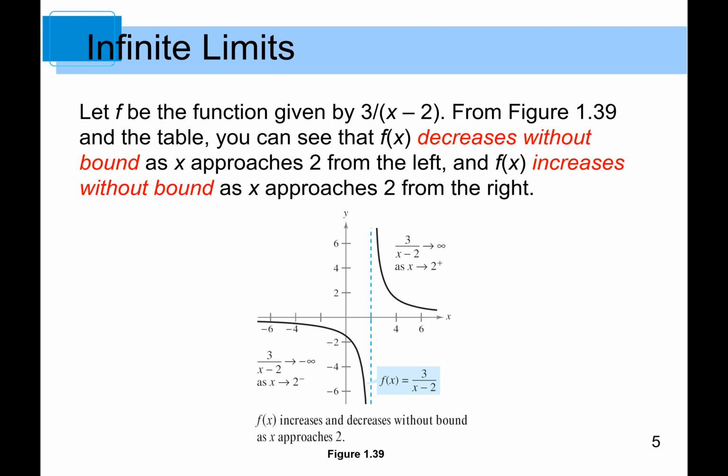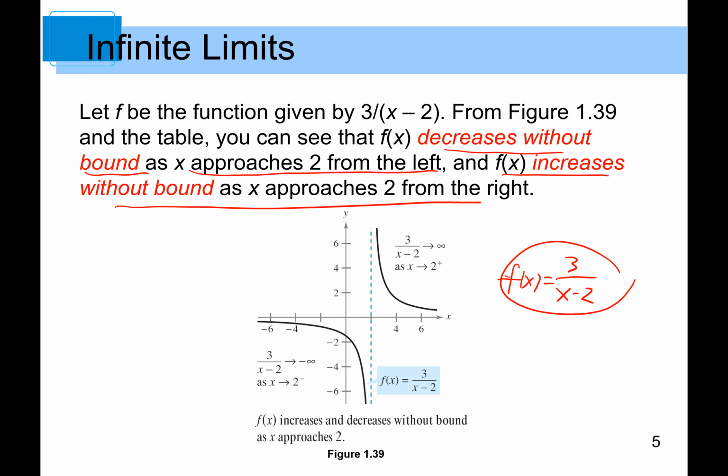Now let's say f is a function given by f of x equals 3 over x minus 2. So that's our function f of x. You can see that f of x decreases without bound as x approaches 2 from the left, and f of x increases without bound as x approaches 2 from the right. We call this x equals 2 the vertical asymptote.